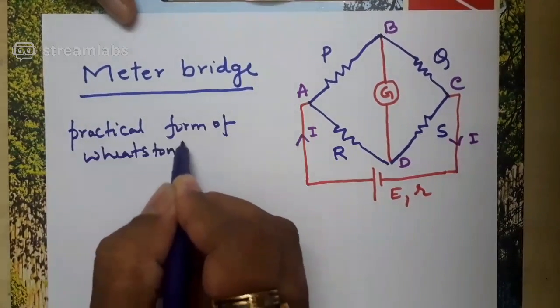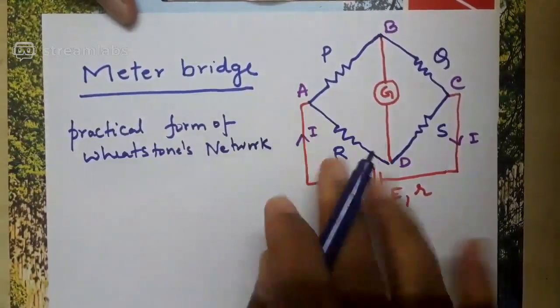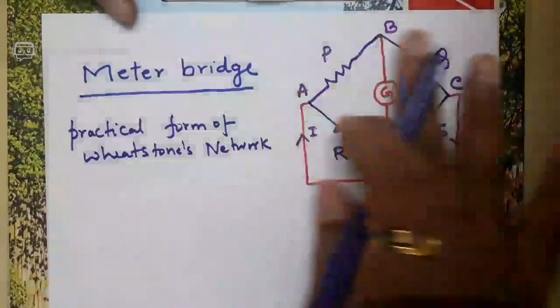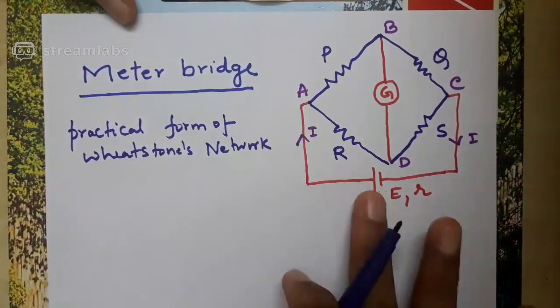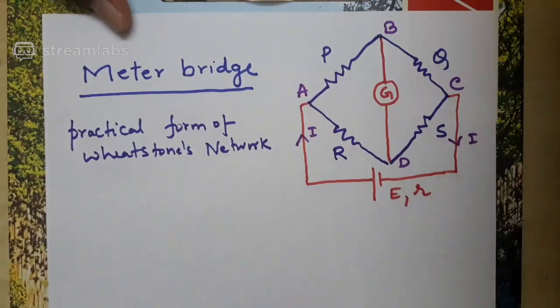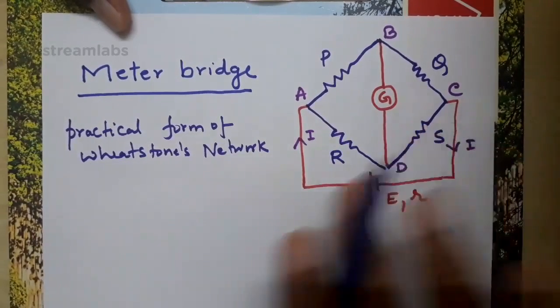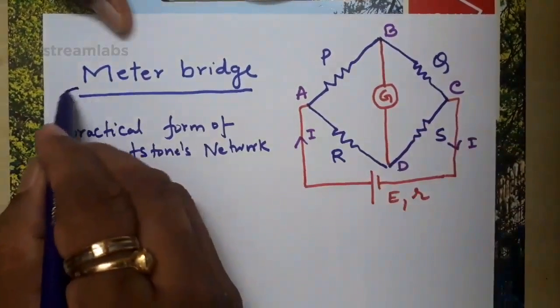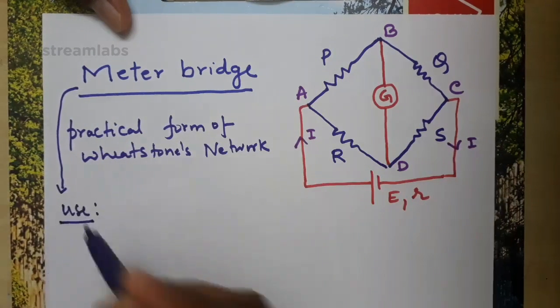I said meter bridge is a practical form of Wheatstone's network. Whatever the network you are seeing at this corner of the paper, it is obviously a Wheatstone's network. We already discussed it yesterday, correct? So meter bridge is a practical form of a Wheatstone's network. I said this is a Wheatstone's network for our reference. What is the use of this meter bridge? For many purposes, this meter bridge can be used.